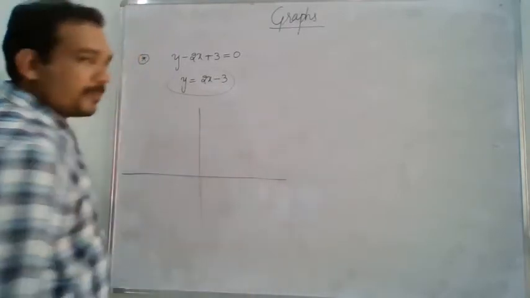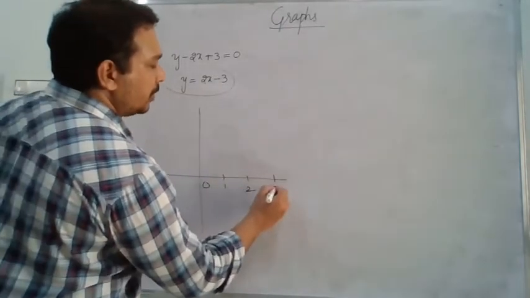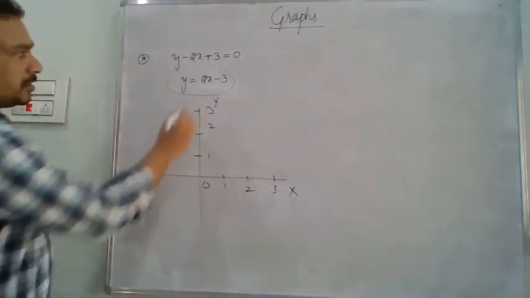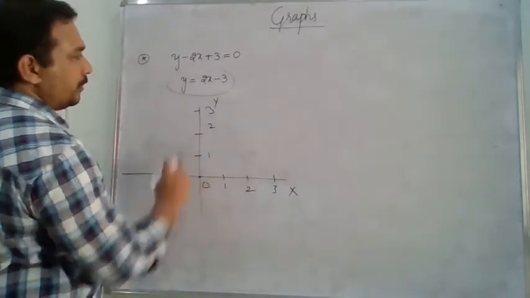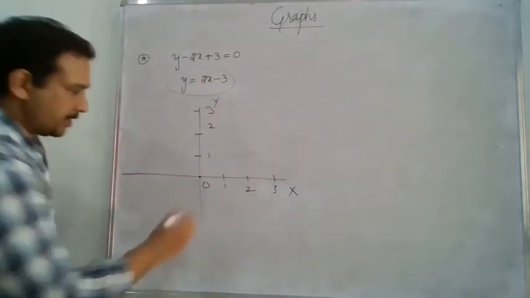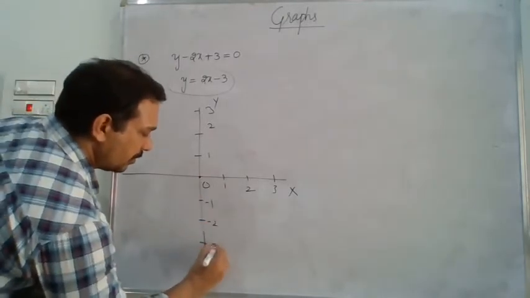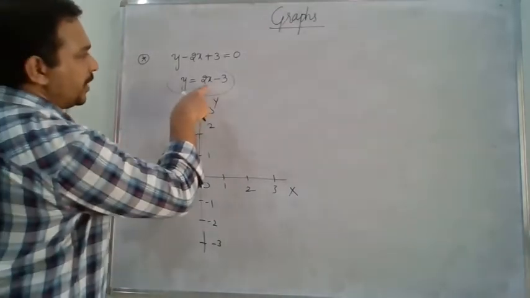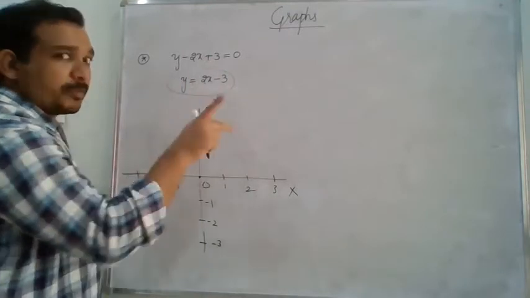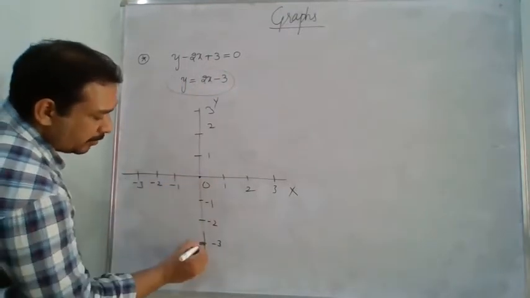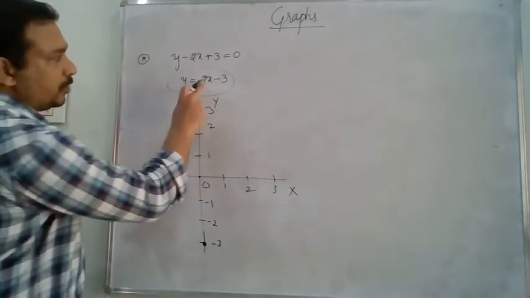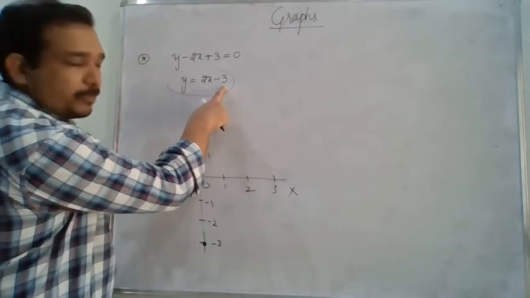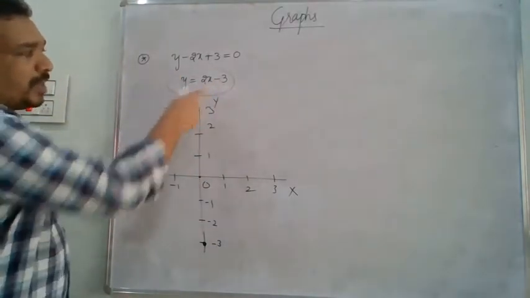Same way, 0, 1, 2, 3, the y-axis, x-axis. Now substitute x equal to 0. If x equal to 0, then what is the y value? Minus 3. So this is minus 1, minus 2, minus 3, and so on. If I substitute x equal to 0, then the y value is minus 3. Means 0 comma minus 3 must be the point. 0 and minus 3. This is the point. If I substitute x equal to 1, 2 into 1 is 2, 2 minus 3 is minus 1. So the point is 1 comma minus 1.